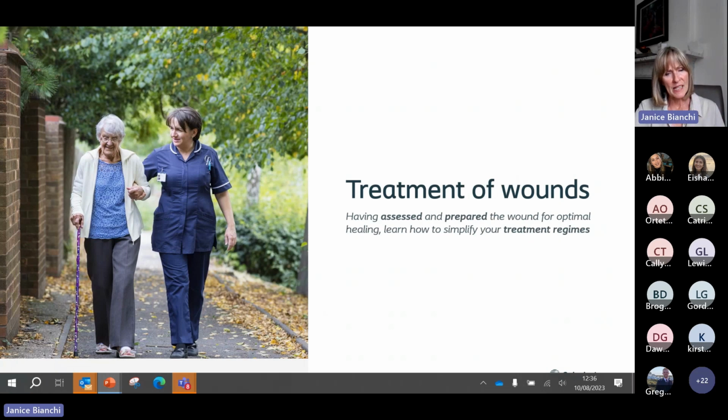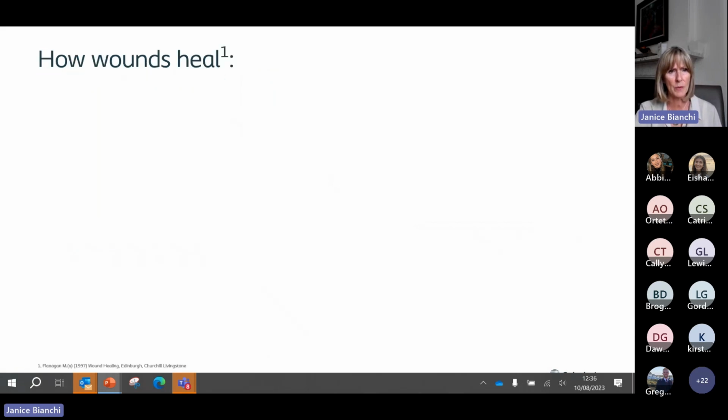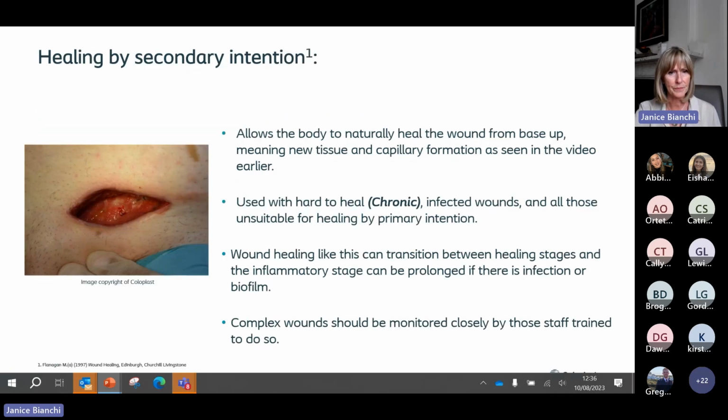So you've assessed the wound, you've prepared the wound, and now you think about what are we going to do next with the wound? What kind of treatments are we going to use? And this is the third step in our approach to simplifying wound management. And we know that wounds heal by primary or secondary intention. And here we're talking about wounds which heal by secondary intention. So secondary intention is where the wound heals from the base up.